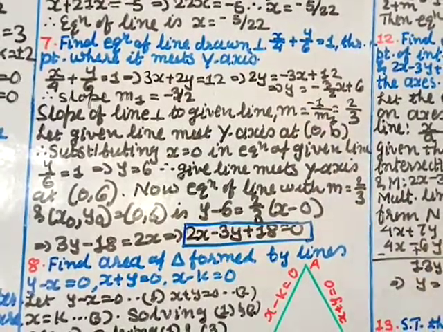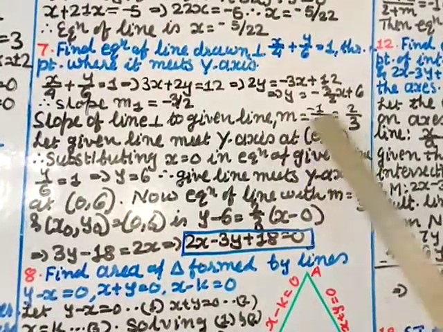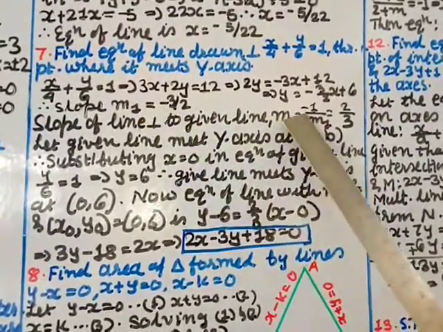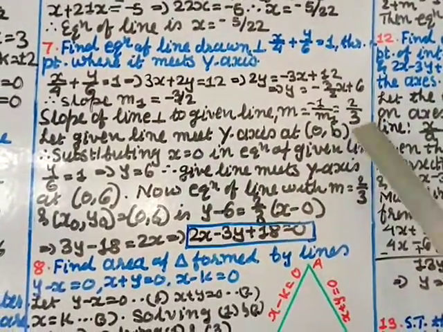This is the relation between the slopes of two lines if they are perpendicular. So if you put the m1 value as minus 3 by 2, the minus and the minus cancel, and these 2 will go to the numerator. You have to take the reciprocal, so 2 by 3. So this is the slope.